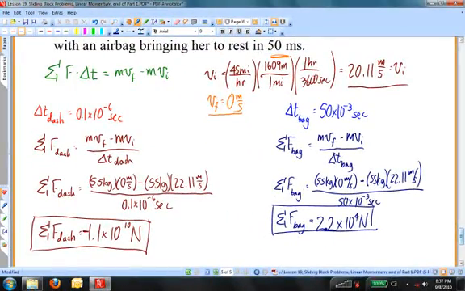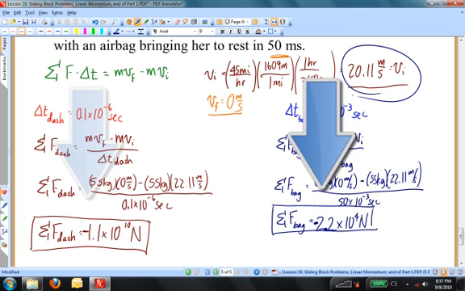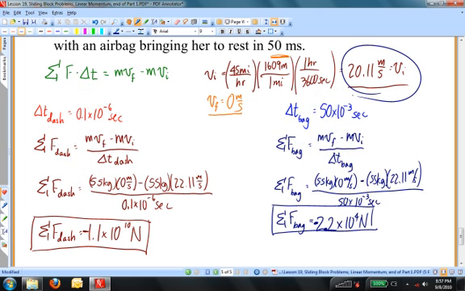And that's a negative number. That negative sign means that the direction of the force is opposite the direction of the initial velocity, which we said was a positive number. So the net force acts in the opposite direction of that initial velocity. 22,000 versus 11 billion. And all as a result of extending the time. I can soften the blow if I extend the time interval.